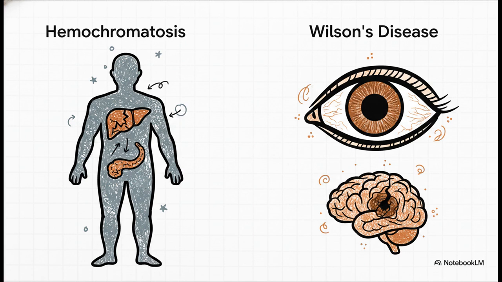Similarly, Wilson's disease happens when the body uncontrollably hoards trace copper. This toxic copper-brown pigment damages the basal ganglia in the brain, creates these visible Kaiser-Fleischer rings in the eyes, and simultaneously drives severe liver hepatitis.